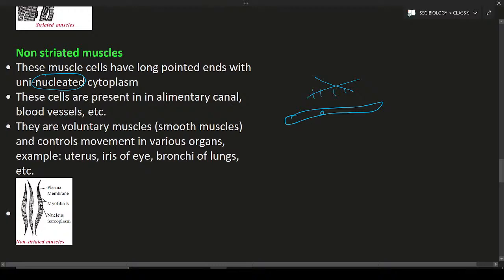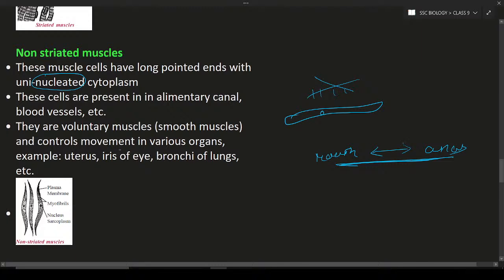These cells are present in the alimentary canal. So what is meant by alimentary canal? Alimentary canal means a long tube that starts with the mouth and ends with the anus. That is known as the alimentary canal.